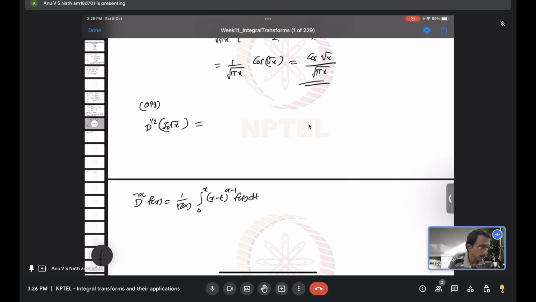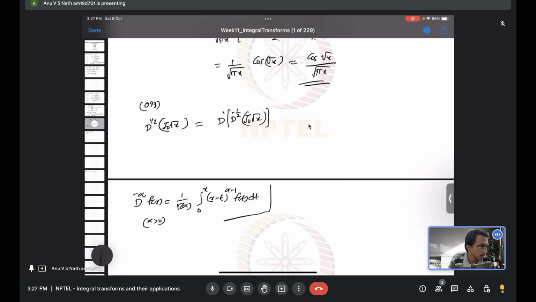So this is d raised to minus alpha. So this is for alpha positive. That means d raised to minus alpha only, it will work. But we have d raised to plus alpha. So what we can do is write it as d raised to 1, d raised to minus half, then the function, which is j0 root x.